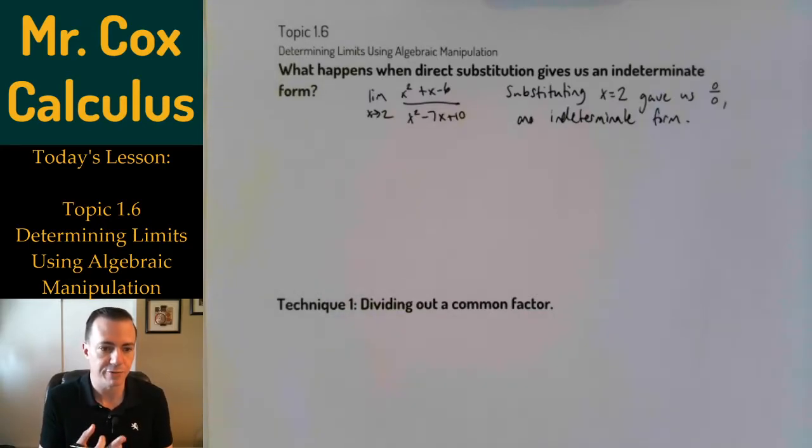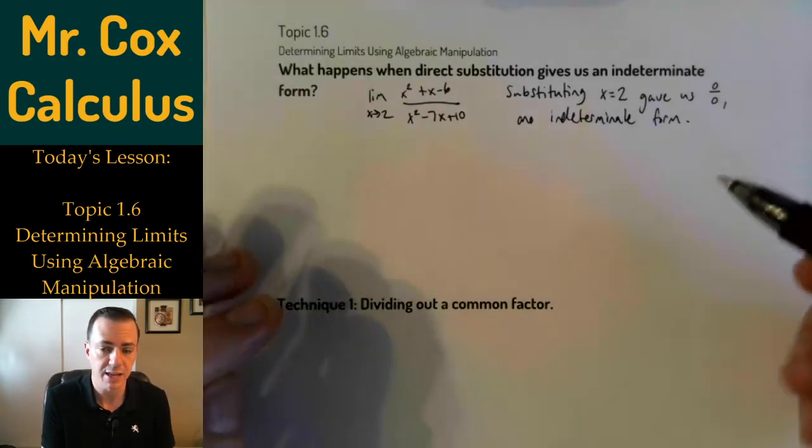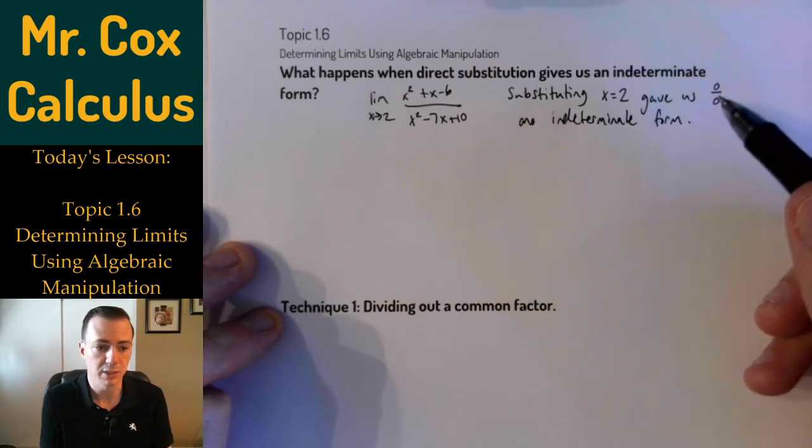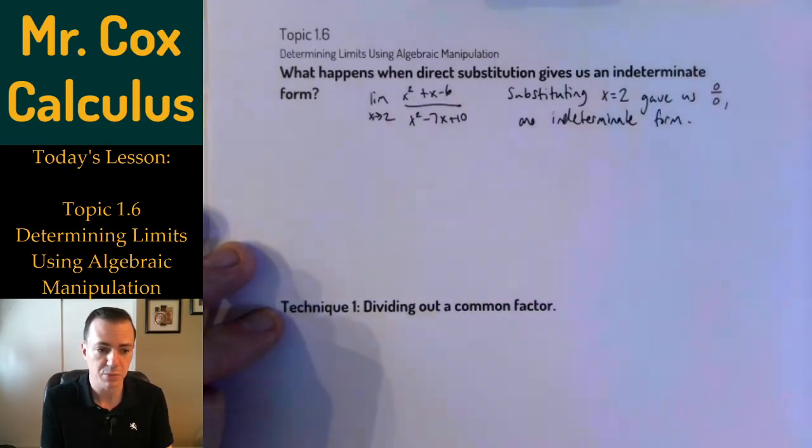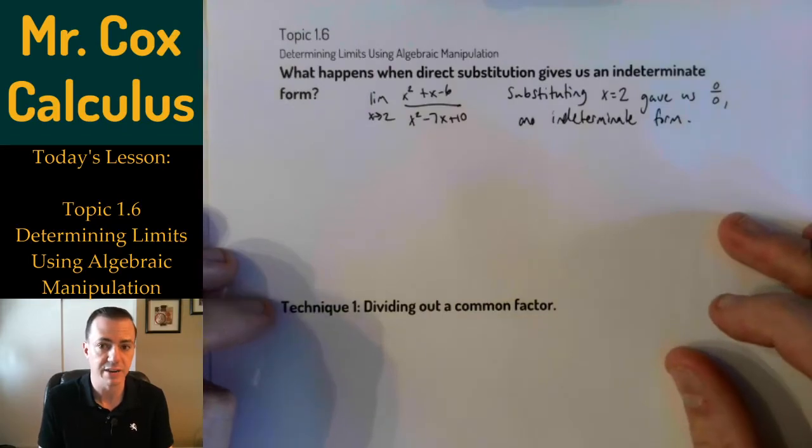What it means is that the function is undefined at x equals 2. But the limit does exist, and that's what we're going to find here in this lesson. And it's not 0. It's not an undefined thing because we're dividing by 0. It's actually a finite value.